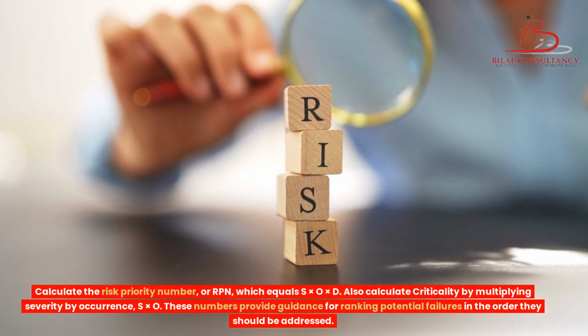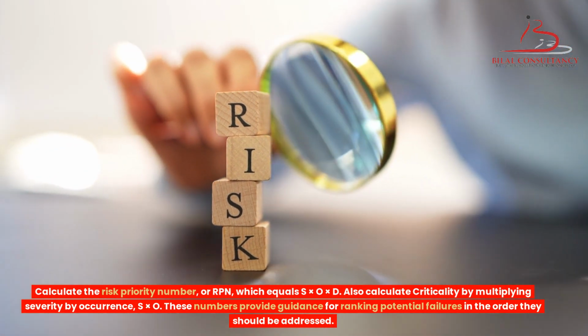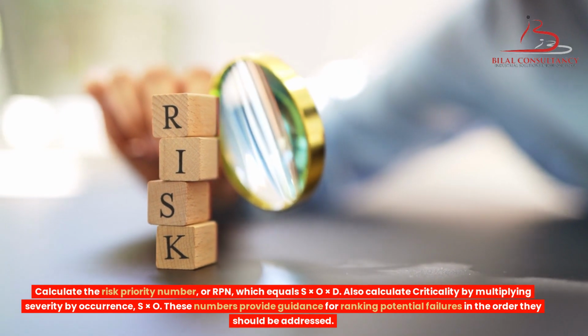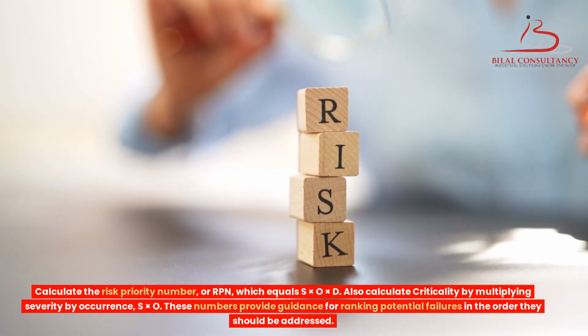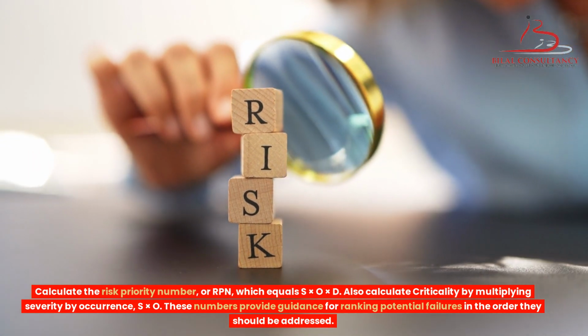Calculate the risk priority number, or RPN, which equals S times O times D. Also calculate criticality by multiplying severity by occurrence, S times O. These numbers provide guidance for ranking potential failures in the order they should be addressed.